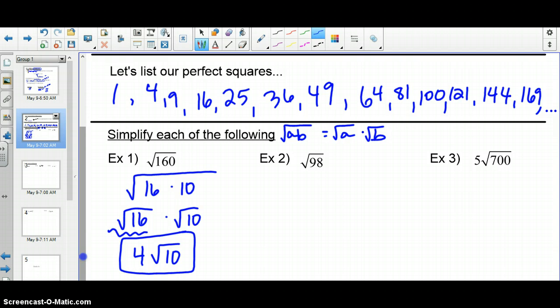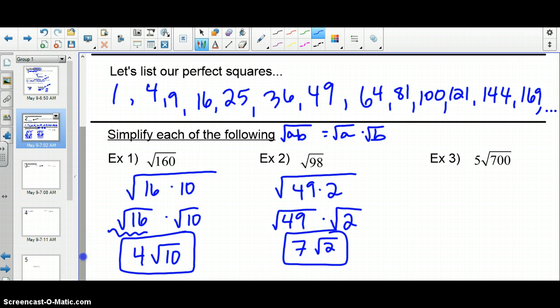Let's do the same thing for 98. Root 98 is the same thing as root 49 times 2. And if I split that up, that's root 49 times root 2, which is going to give me 7 root 2. So when you go to split this up in this step and in this step, you're going to look for factors of these numbers, in this case 160 and 98. Look for factors that are perfect squares. Or another way you could think about it is you're going to look for a perfect square that will divide into that number underneath the radical.